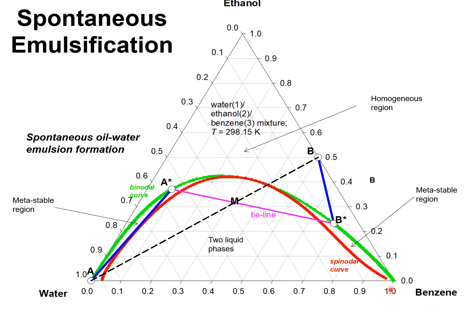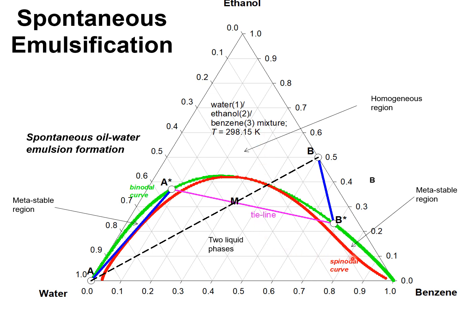The phase diagram is shown here. The green line is the binodal curve, and the red line is the spinodal curve. The area between the binodal and spinodal curve is a metastable region. In this region, we have a mixture of water, ethanol, and benzene that is completely miscible.